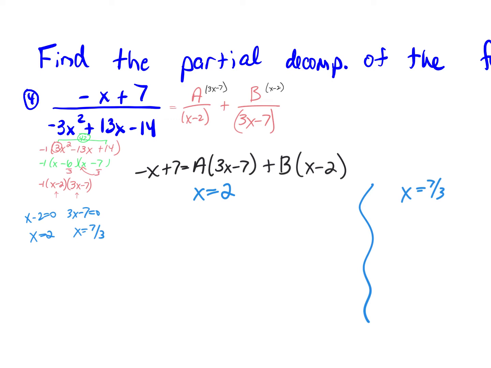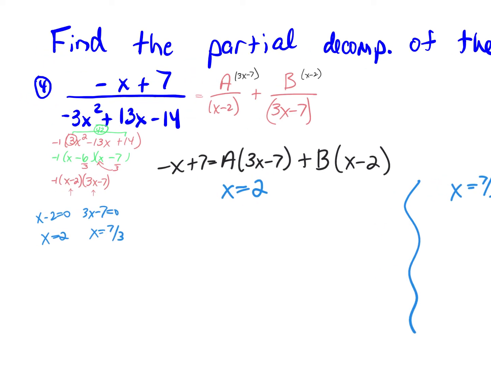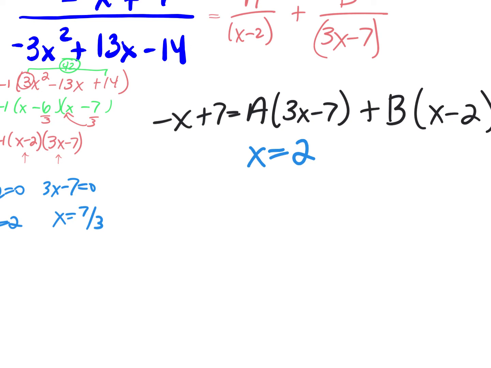But when I plug in x equals 2, what should happen to one of the variables? Cancel. It should cancel. When I plug in 7/3, what should happen to one of the variables? Cancel. They cancel. So let's come over here. I'm going to start with the whole number. So I have -2 plus 7 equals A times 3 times 2 minus 7 plus B times 2 minus 2. So on the left-hand side, what's -2 plus 7? Yep, 5. Equals, what's 3 times 2?